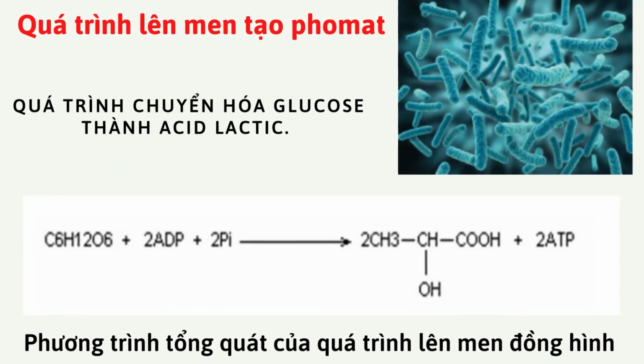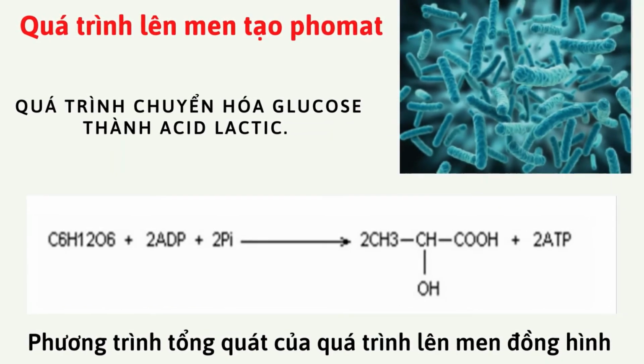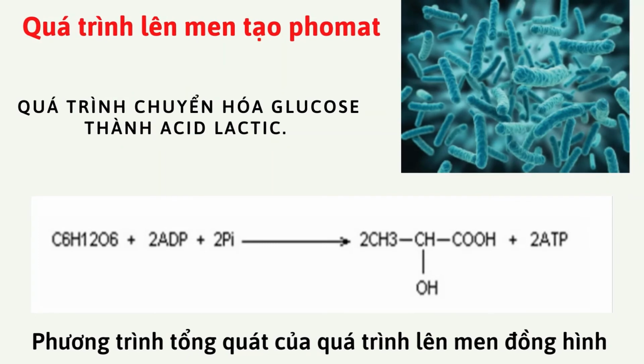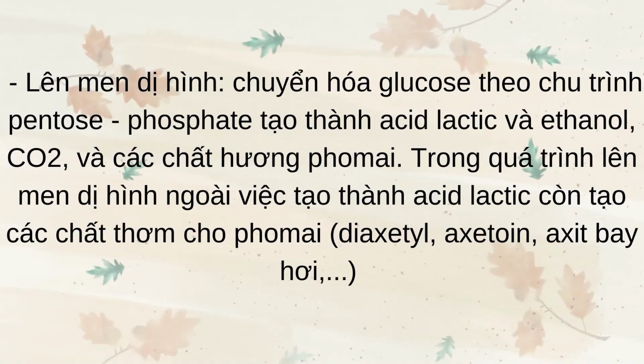Fermentation is performed by a group of lactic acid bacteria such as Streptococcus thermophilus, Lactobacillus bulgaricus. The process converts glucose into lactic acid. Heterofermentative bacteria such as Leuconostoc convert glucose through the pentose phosphate pathway to create lactic acid, ethanol, CO2, and the flavor quality of cheese.